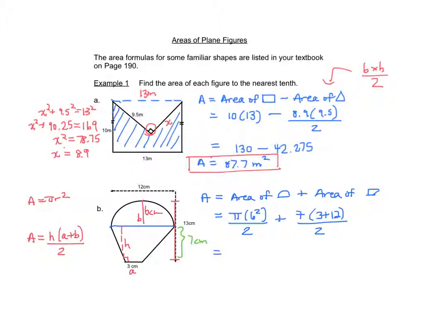With your calculator, simplifying that should give you 56.547 plus 52.5, which tells us the area of this composite shape is approximately 109 centimeters squared.